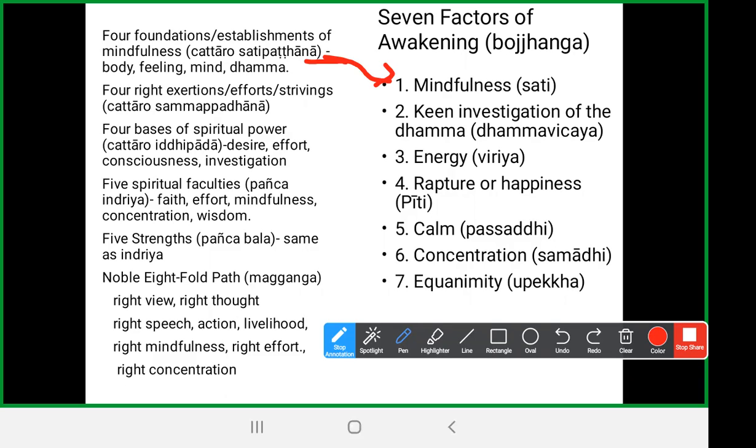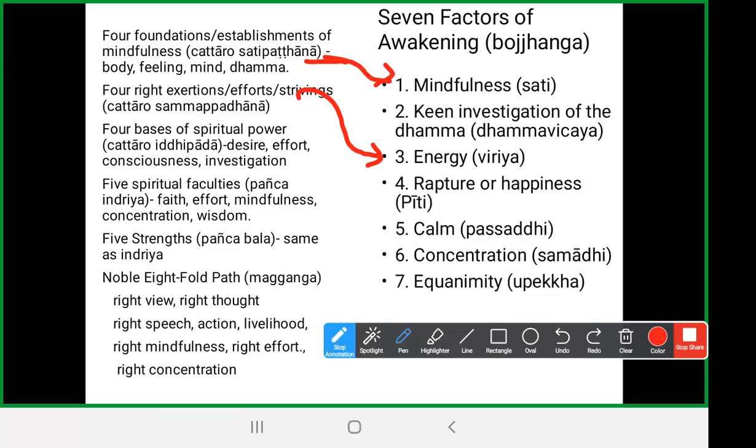Energy. Okay, it goes to energy, all right? And then just now the iddhipada. There are actually four of them: desire, effort, consciousness, and investigation. So desire, where does it go? Does it go anywhere here? Number 2, investigation of the Dhamma. No, it's not desire. Desire. Energy. No.